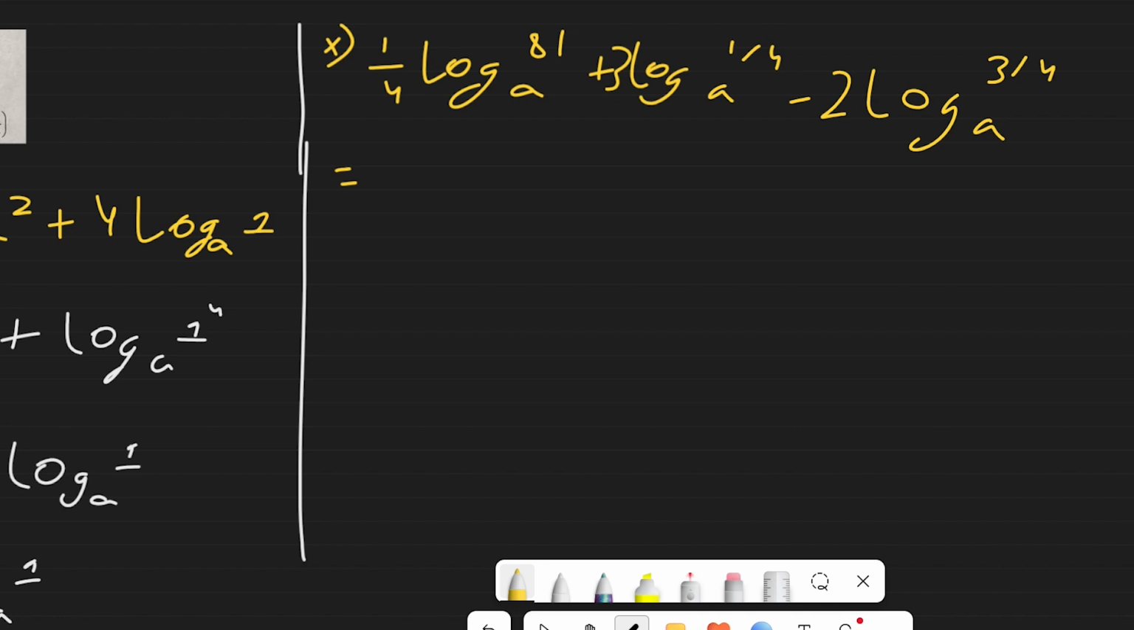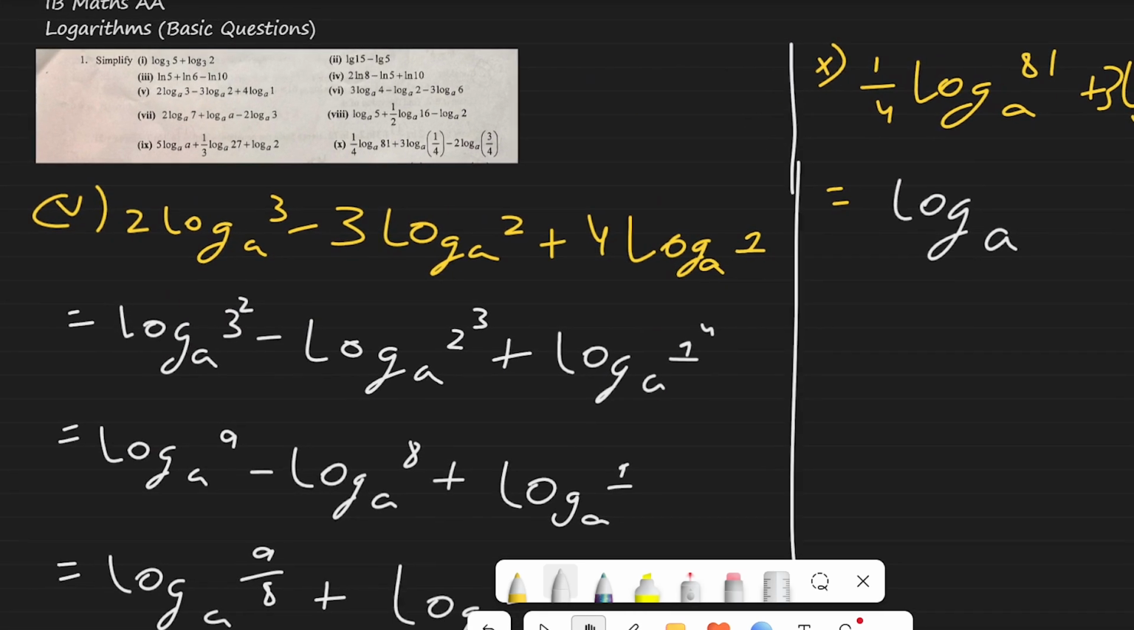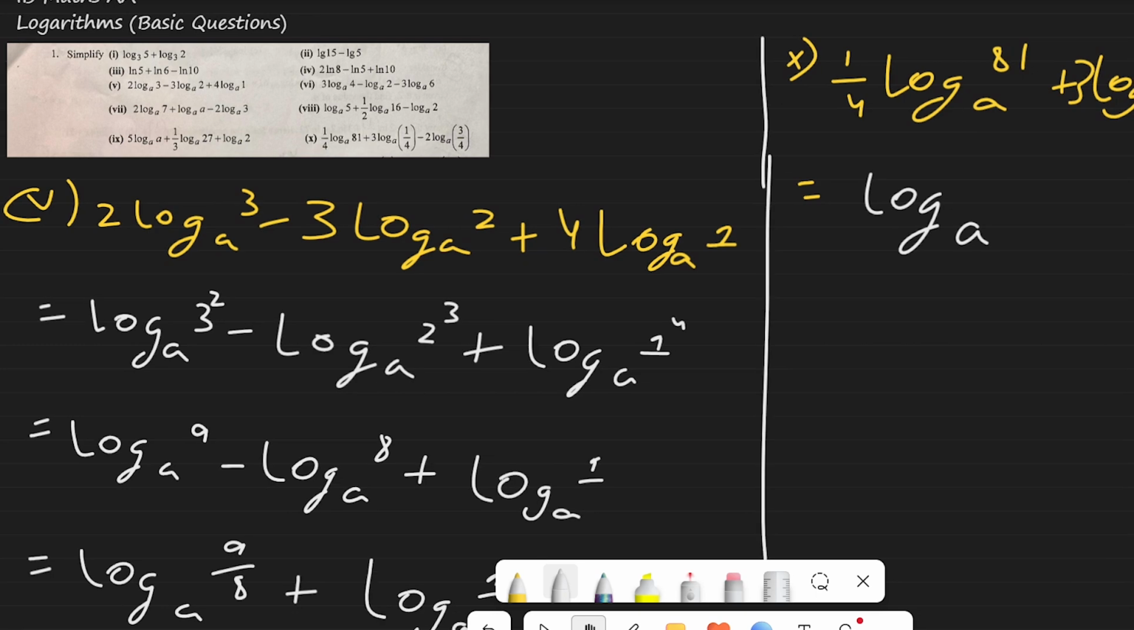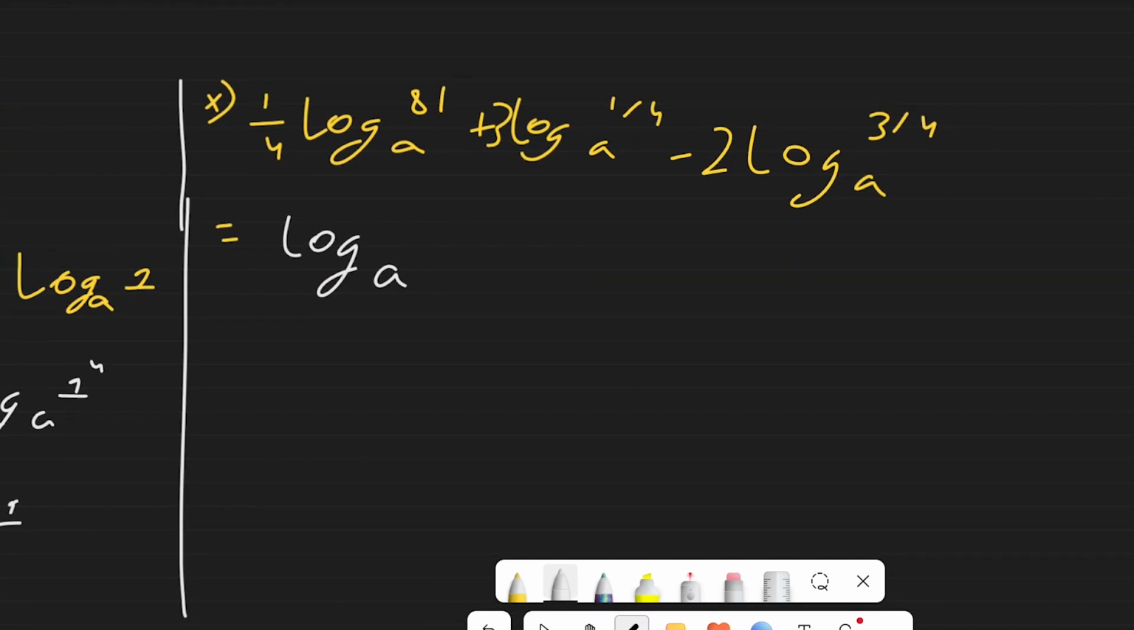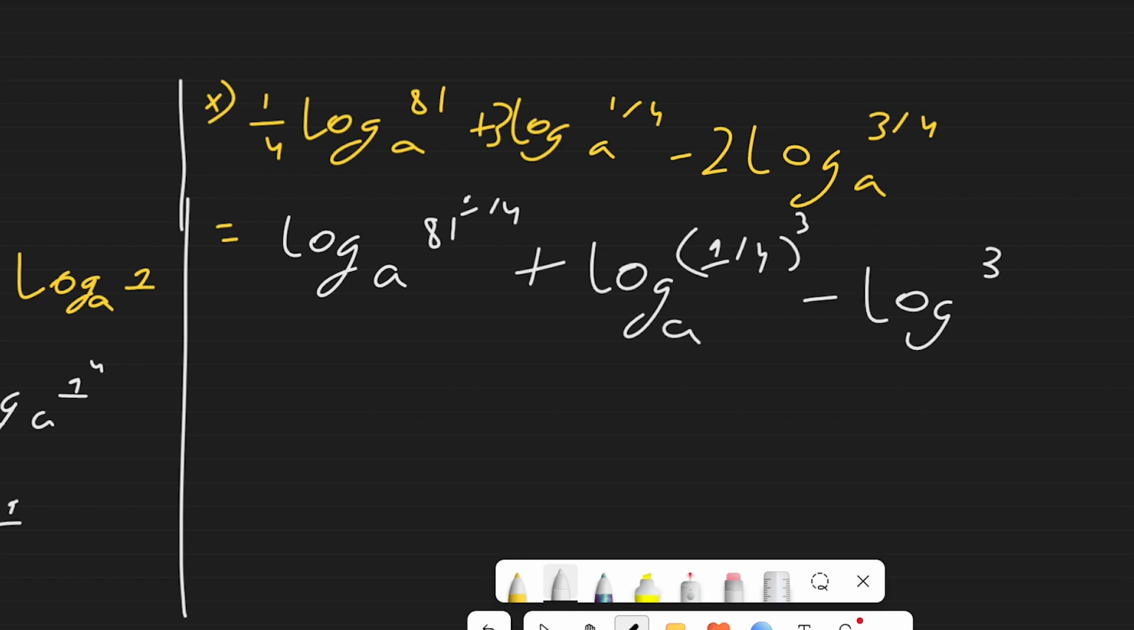First, we will write it as log of, also you can practice all these questions on your own. You can just take a screenshot or pause the video and practice all these questions. If you want the answers, I can upload them on my channel. So it would be 81 power 1 over 4, plus log of 1 over 4 power 3 to the base a, minus log of, it's just fractions over here, so it would be a whole power, 2 to the base a.